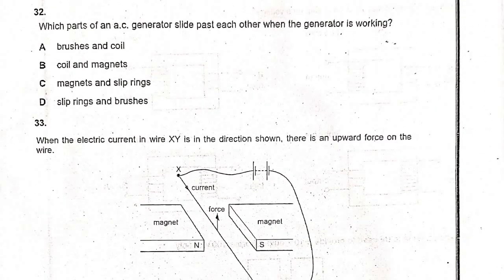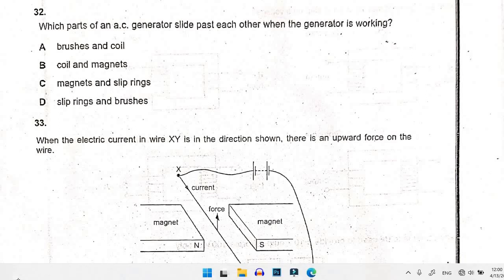Which part of the AC generator slides past each other when the generator is working? So in generators, the armature or coil is connected with the slip rings, and those slip rings are connected with the brushes, carbon brushes and external circuit. So the correct answer is option D, slip rings and carbon brushes.